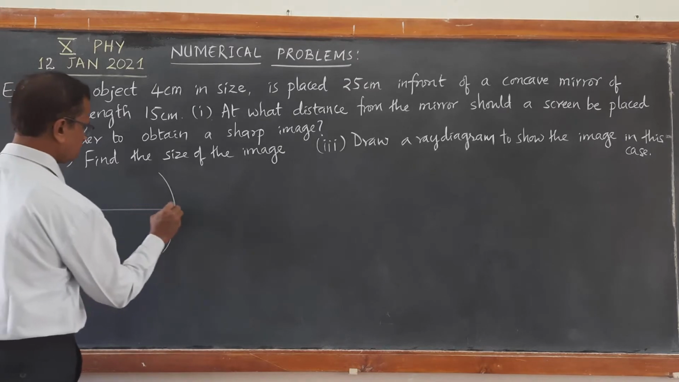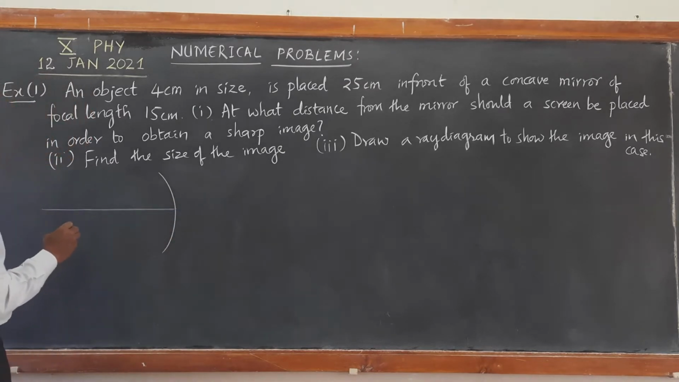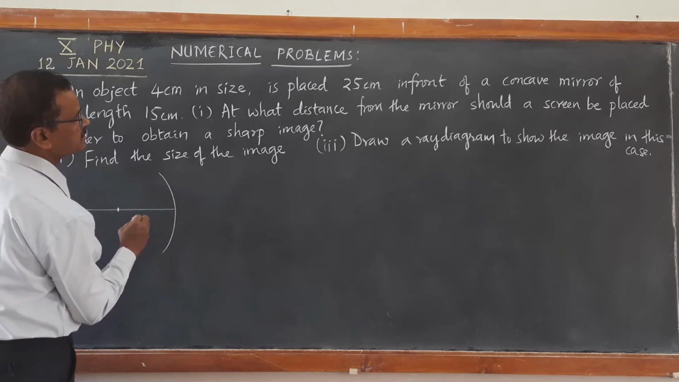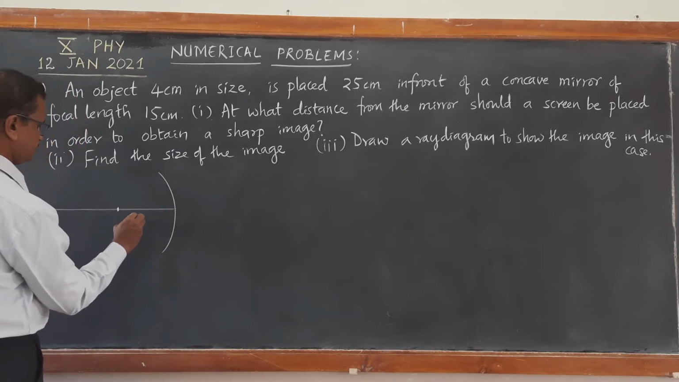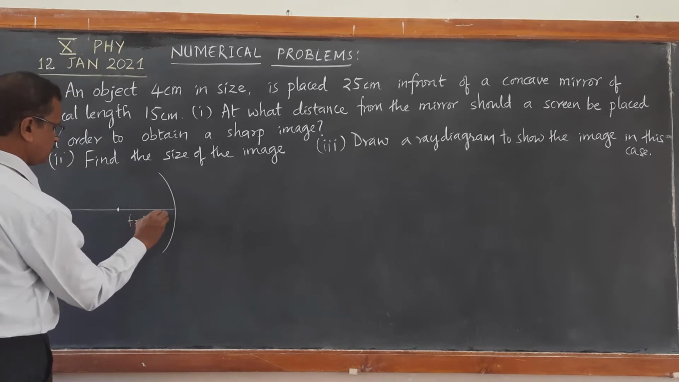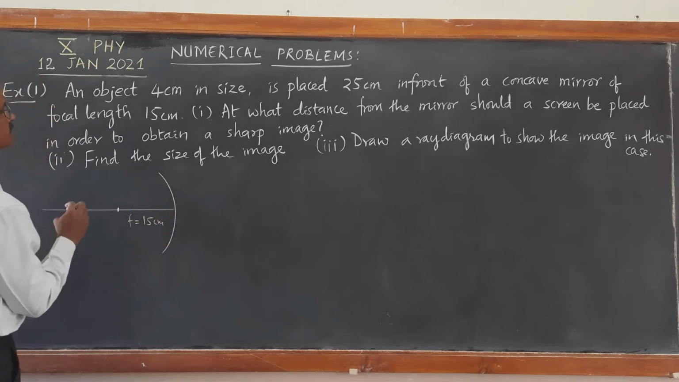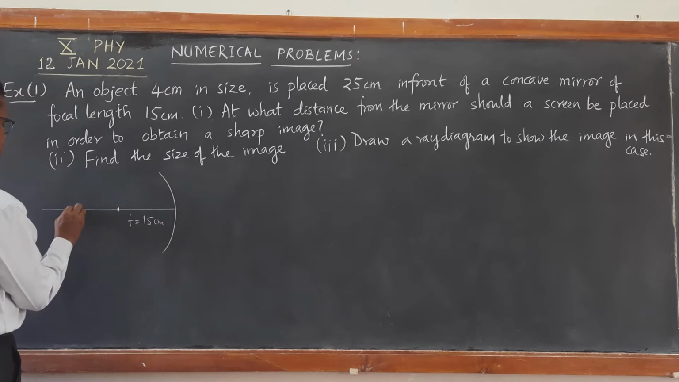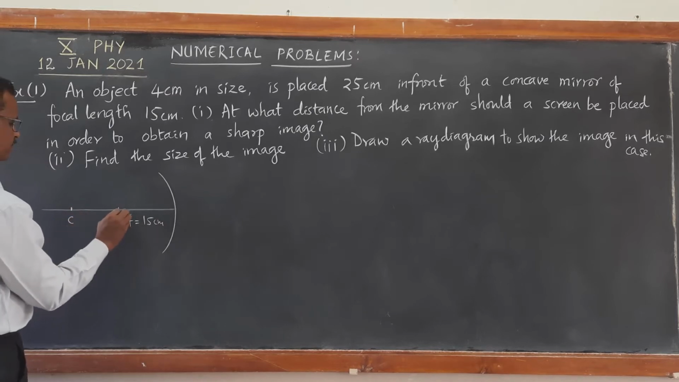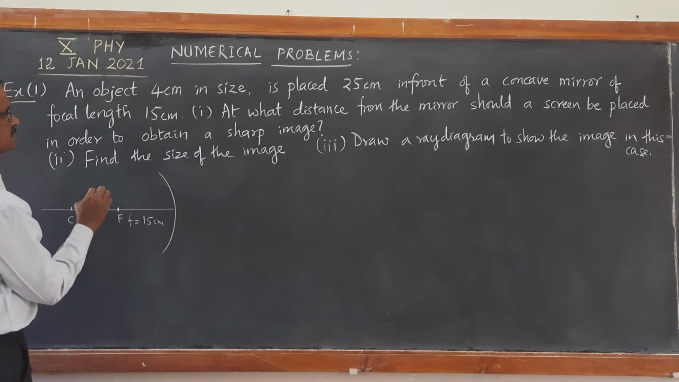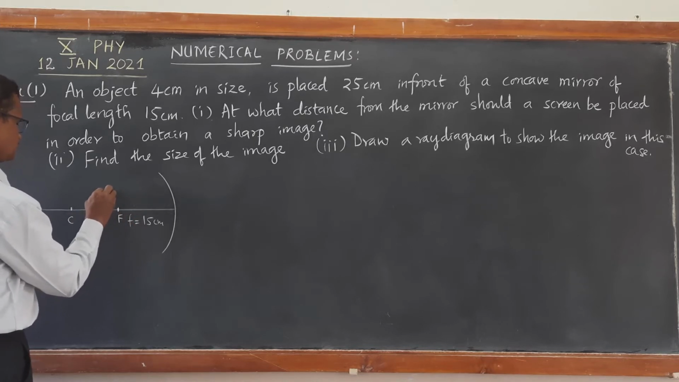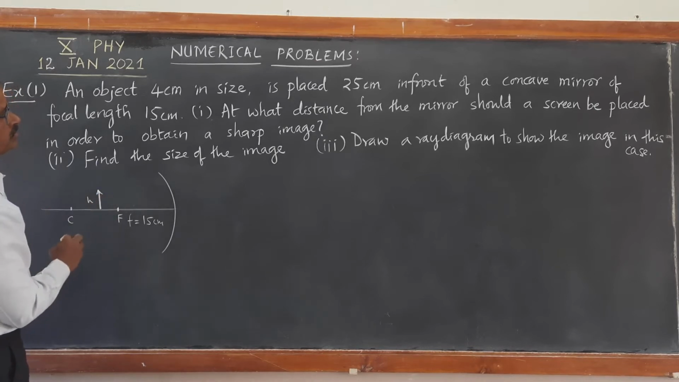If this is roughly the principal focus, the focal length of the concave mirror is 15 cm. And the object is placed at 25 cm, which means between F and C. Between F and C, the object is placed at 25 cm. Let us say this is the size of the object, which is H equal to 4 cm.